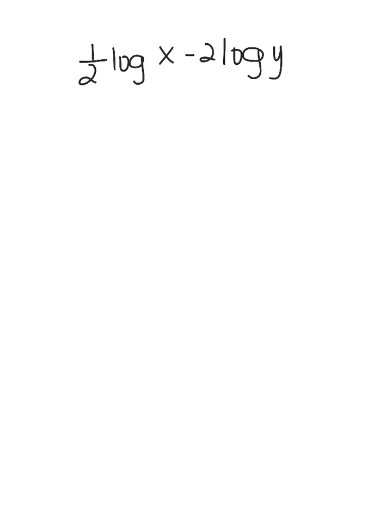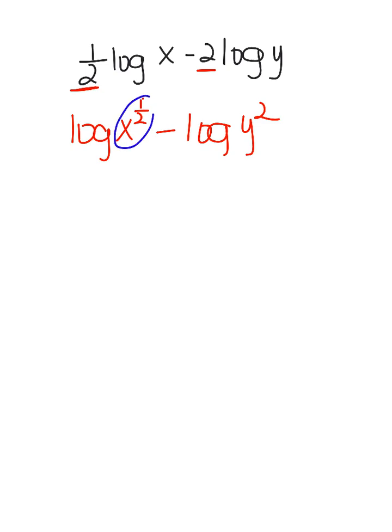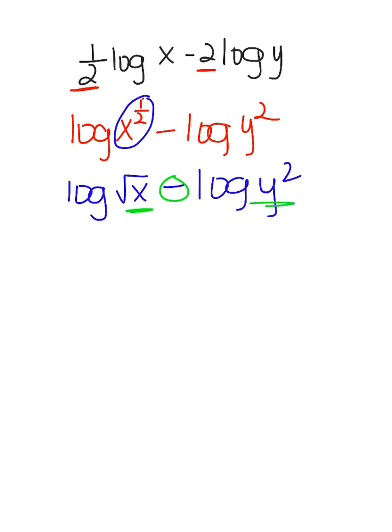Okay, so number 2 is condensing. So the first thing you want to do is take the number that's in front of your log and put it back as an exponent. So I have log x to the 1/2 power minus log y to the 2nd power. Change your fractional exponent to a radical. So 1/2 would be the square root. So I have the square root of x minus log y squared. All right, so I have a minus. A minus comes from these two being divided. So I have log the square root of x over y squared.